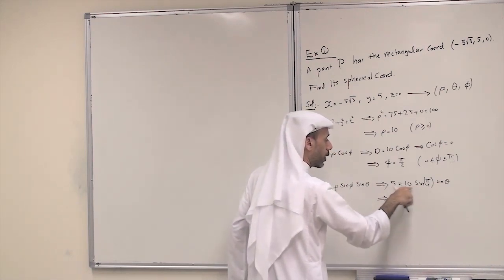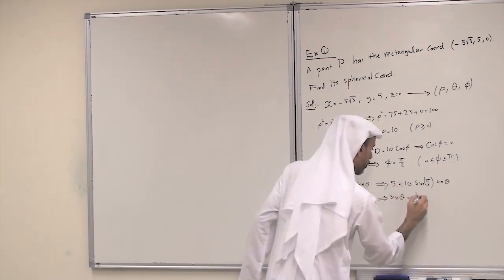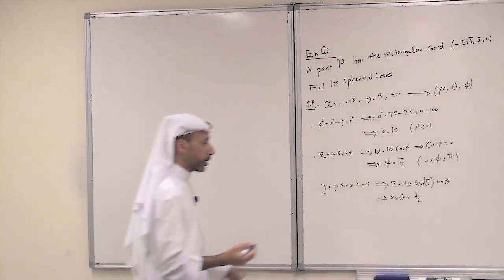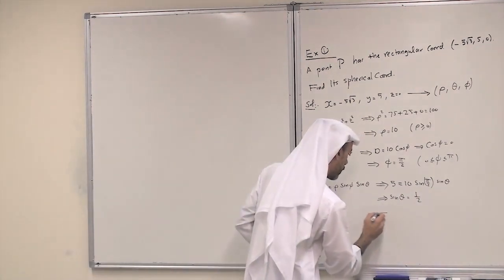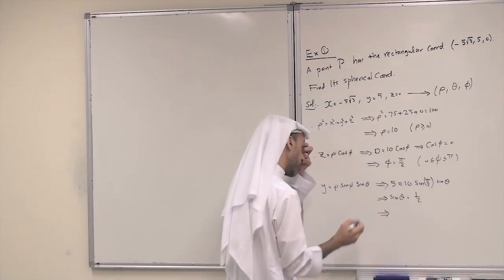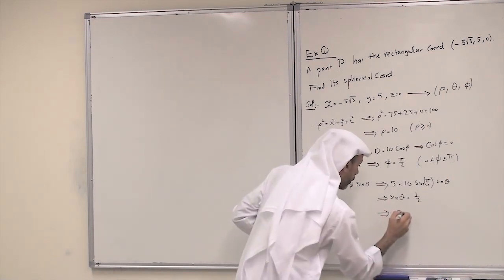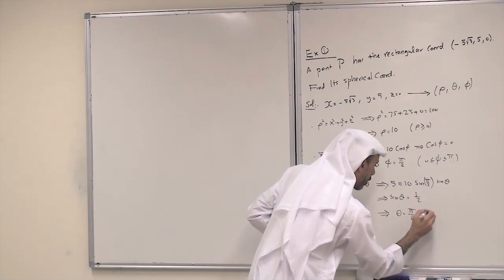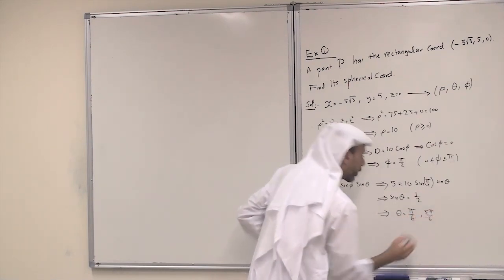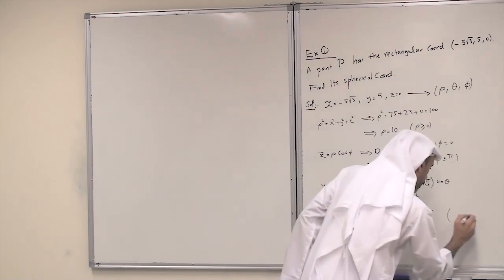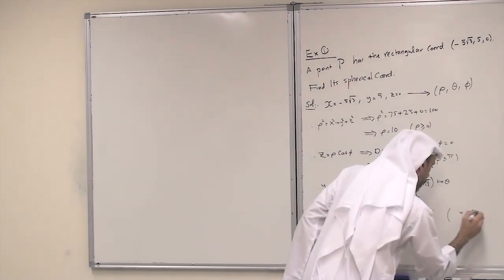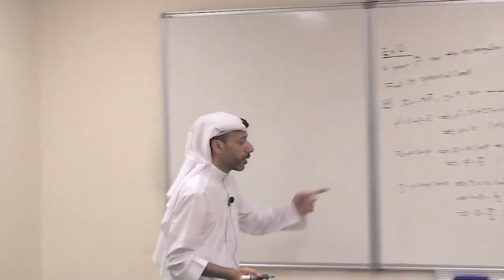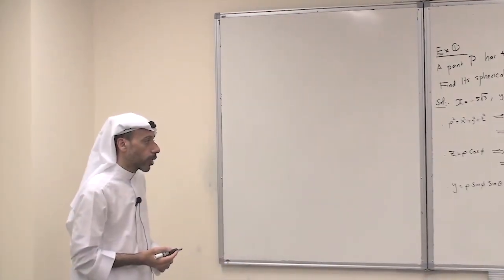Sine pi over 2 is 1. Then 5 over 10. This is half. Well, so I need the angle theta whose sine equals half. So theta equals either pi over 6 or 5 pi over 6. Again, theta between 0 and 2 pi. And in this range, these are the two possible values.